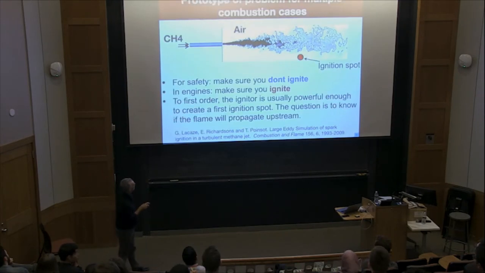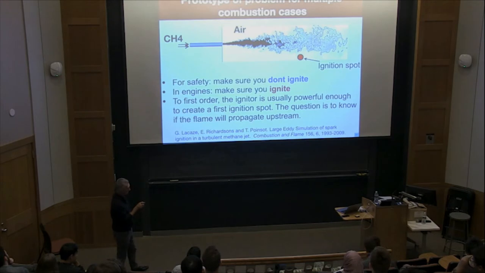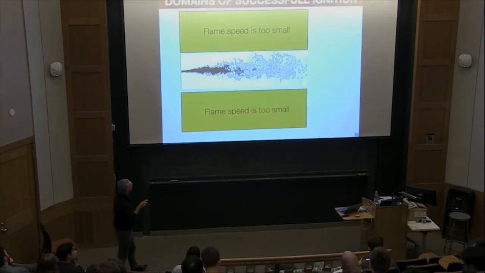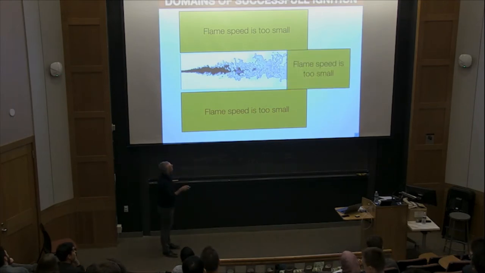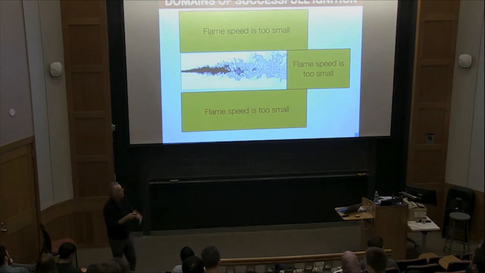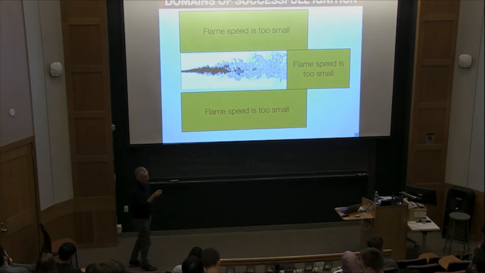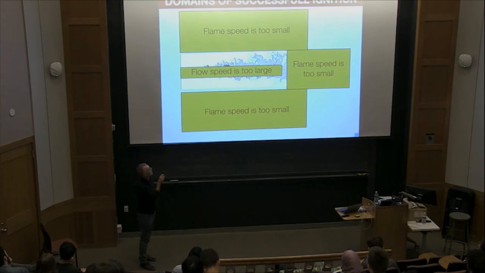As I said, if you are in the safety business, you want to make sure you don't ignite. If you are in the engine business, you want to be sure you ignite. So in our cases, we looked at all cases. If you are too far away, there's no fuel, so you can spark; it's not dangerous. If you are too far downstream, it's the same thing. There may be some fuel, but it's so lean that the flame speed is too small, or you are below flammability limits, and then you have no problem. Now you say, okay, I need a lot of fuel. Well, except that if you're in the middle here, the flow speed is too large. So even if you ignite, you're going to blow it away to the right side. So there's not such a big zone where you can hope to get ignition.